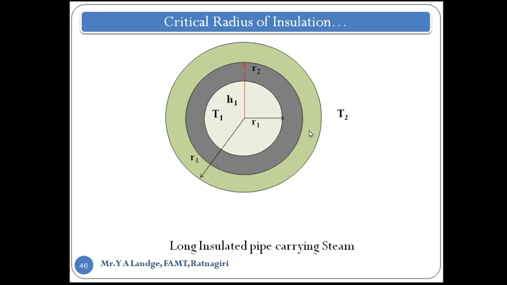Consider that the heat transfer coefficient inside is H1 and H2 is the heat transfer coefficient outside. K2 is the conductivity of the insulation material. K1 is the conductivity of the pipe, that is the metal. Let's consider these are the surface temperatures. T1 is the surface temperature of the inner pipe, the outer pipe, and the outer radius, the surface of the insulation material.